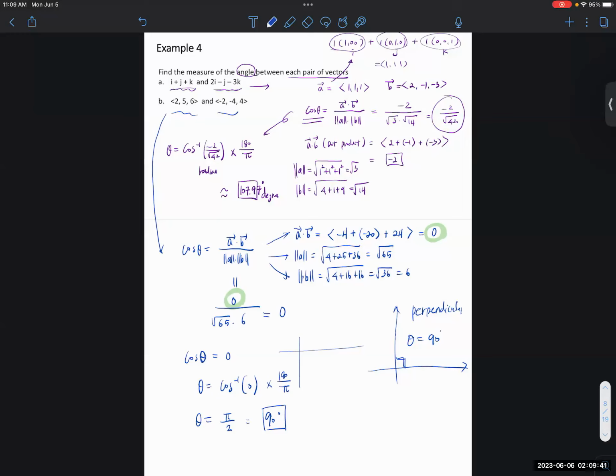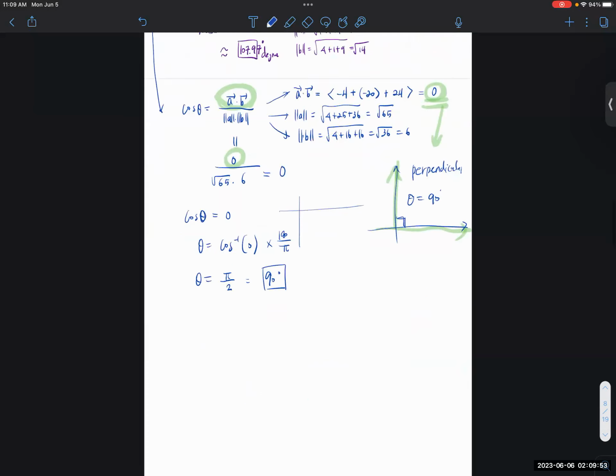It's very interesting. Here, the mathematicians found the theorem: if the dot product is 0, those two vectors are always perpendicular. We call that an orthogonal relationship. That's what I'm going to talk about in the next slide.